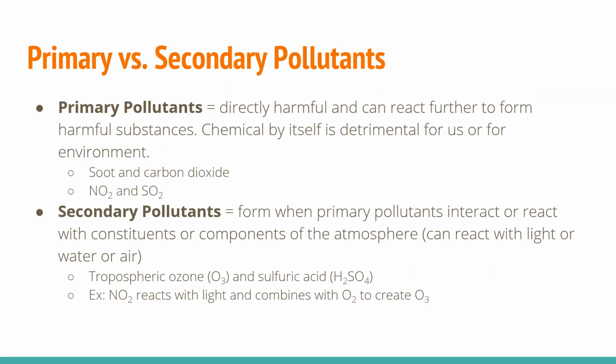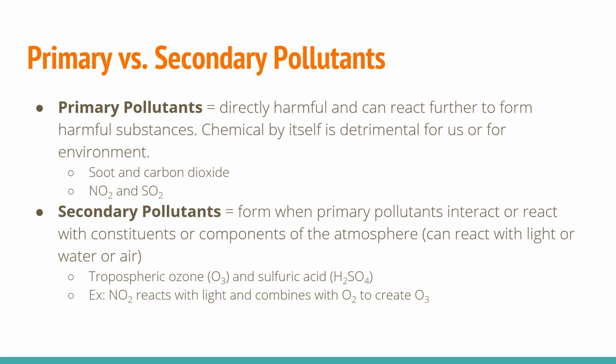After we have identified the source of pollution, whether it be point source or non-point source, we can then classify pollution even further to be called a primary or a secondary pollutant. A primary pollutant is what you make first. A secondary pollutant is what you make second. A primary pollutant is directly harmful. It can react further to form harmful substances, so it can form the secondary pollutants.